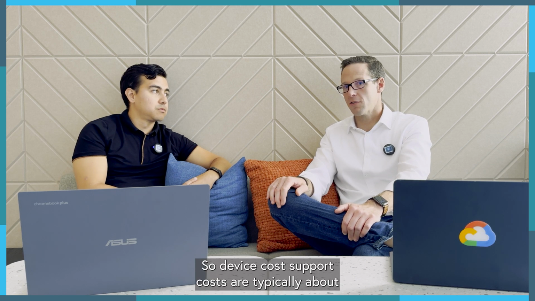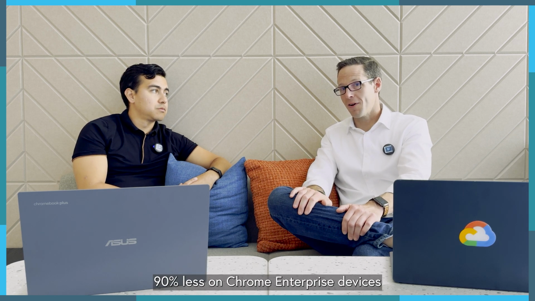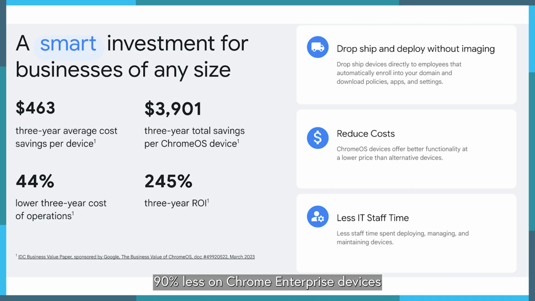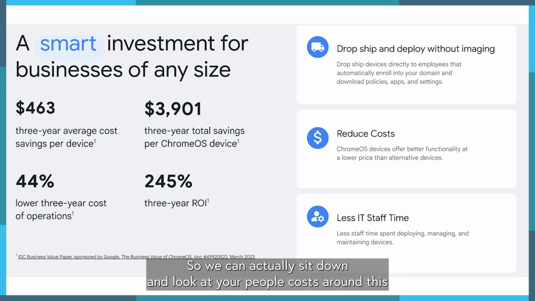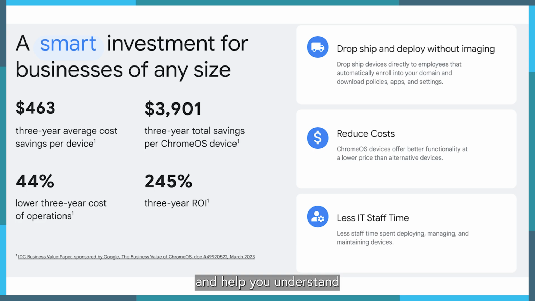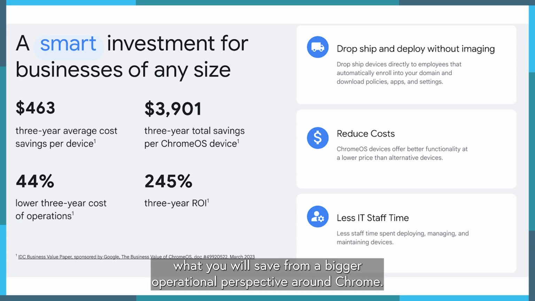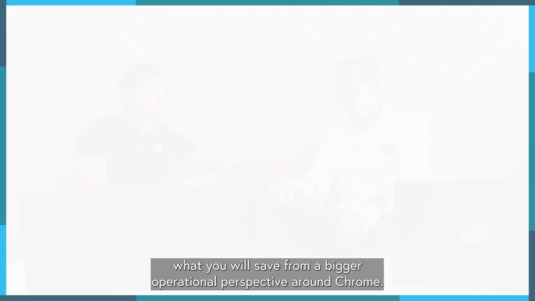So device cost, support costs are typically about 90% less on Chrome Enterprise devices, because you're not dealing with hardware imaging costs. The average Windows device is also touched 1 to 2 times a year. So we can actually sit down and look at your people costs around this and help you understand what you will save from a bigger operational perspective around Chrome.